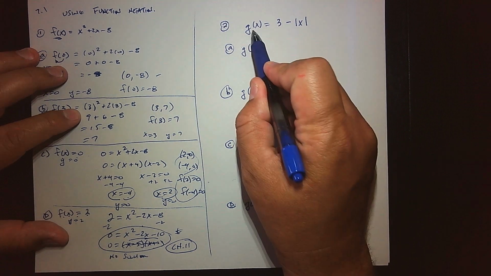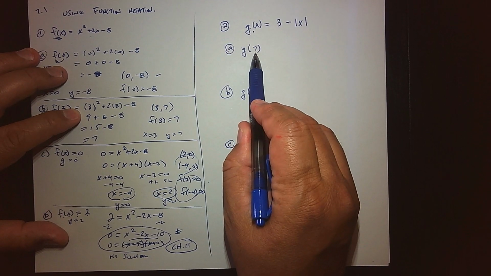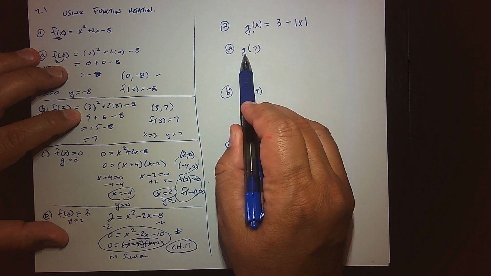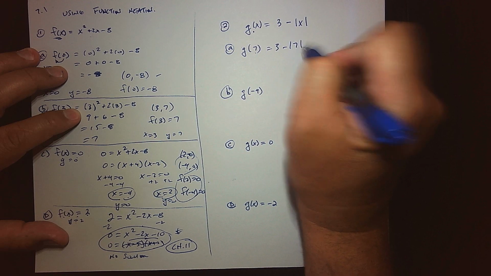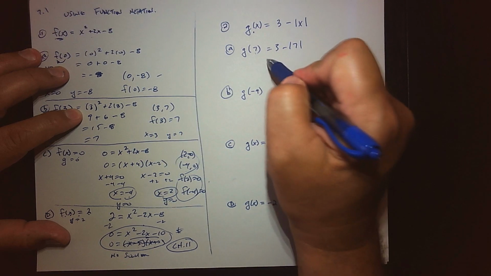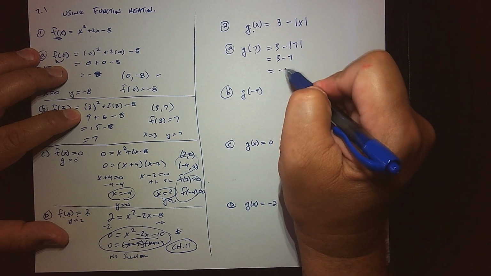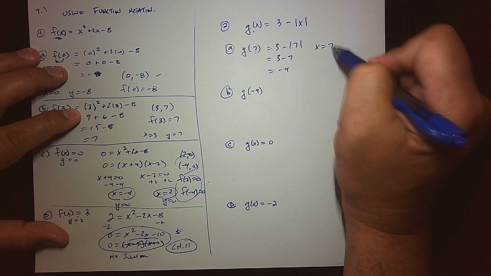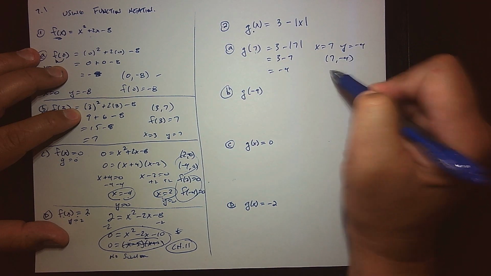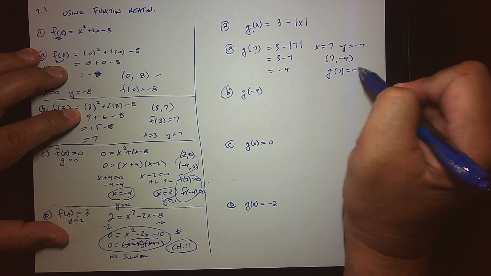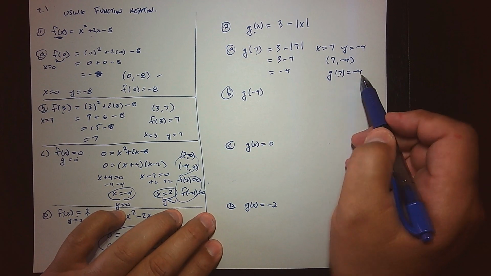Now I've got a new function called g, and I'm asking you to find g of 7. Again, we're putting 7 into g. X is 7. So I'm going to go to my function, and I'm going to replace the x with 7. And absolute value of 7 is 7. We get negative 4. So x is 7, y is negative 4, or you can use the ordered pair, or you can say functionally, that's what I have. So all those are good answers to describe input, output.